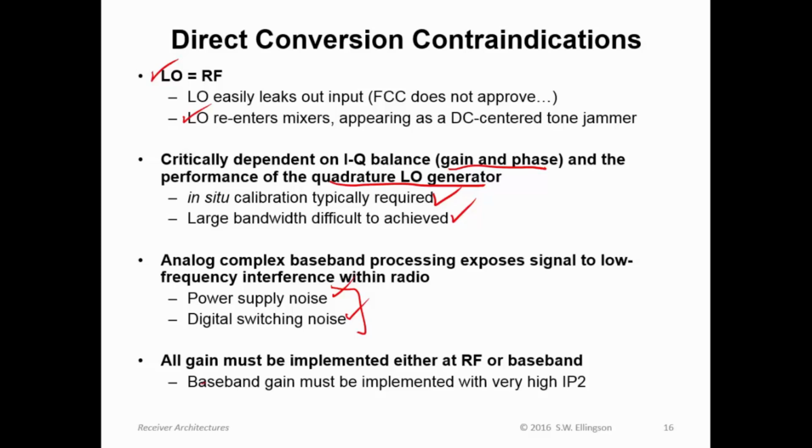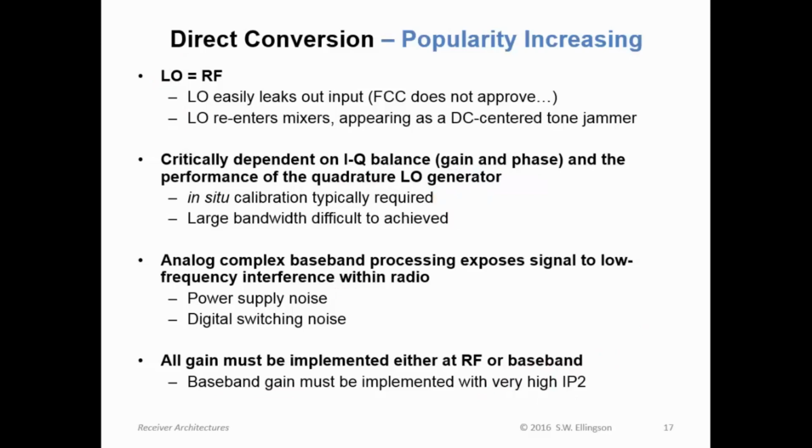That means baseband gain, the gain at the IQ stage, must be implemented with extraordinarily high second-order linearity. So this is perhaps the biggest problem of all for direct conversion. Now, having said that, the popularity of direct conversion is actually increasing as the years roll on.